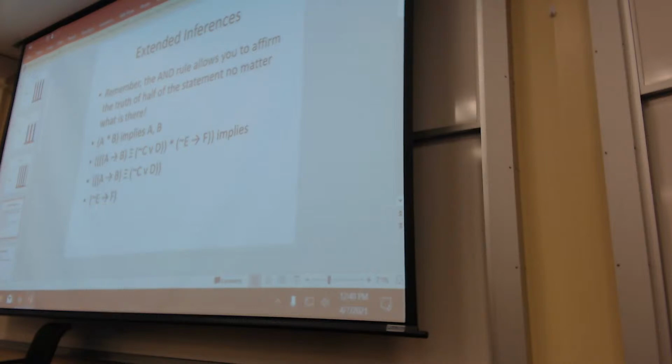If you have that statement in a complex logical problem, you can invoke the AND rule, and only the AND rule, because you can only operate with the operator that is in the outermost parenthesis. So you can use the AND rule and infer the truth of both halves of the AND. You can infer the truth of if A, then B, if and only if, either not C or D, and also the truth of if not E, then F.